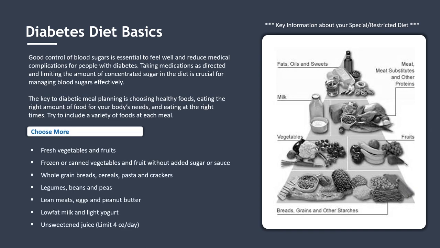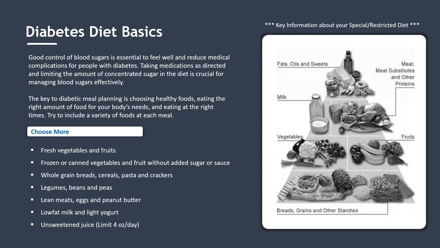Diabetes diet basics. Good control of blood sugars is essential to feel well and reduce medical complications for people with diabetes. Taking medications as directed and limiting the amount of concentrated sugar in the diet is crucial for managing blood sugar levels effectively. The key to diabetic meal planning is choosing healthy foods, eating the right amount of food for your body's needs, and eating at the right times.